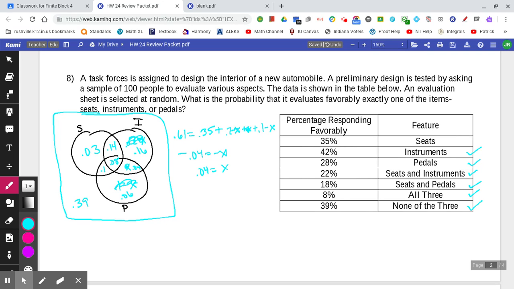So what is the probability that it evaluates favorably exactly one of the items? So exactly one, that means I'm looking right here, or right here. That's where we have exactly 1. So 0.03 plus 0.16 plus 0.06 would give me a final answer of 25% or 0.25.